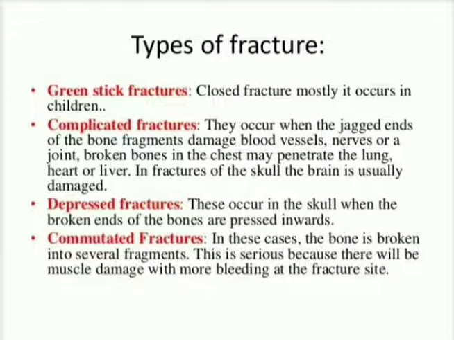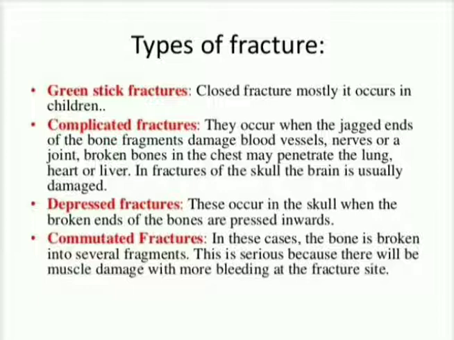Complicated fractures occur when the jagged ends of the bone fragments damage blood vessels, nerves, or joints. Broken bones in the chest may penetrate the lung, heart or liver. And in comminuted fractures, the bone is broken into several fragments. It is serious because there will be muscle damage with more bleeding at the fracture site.